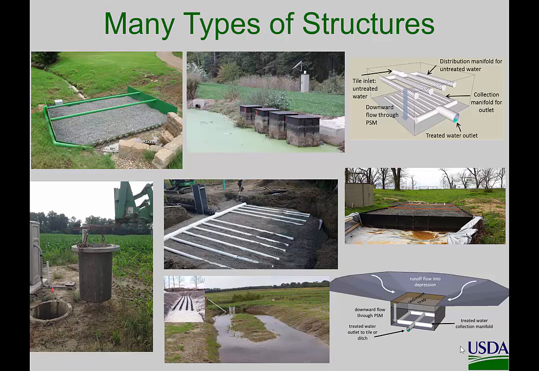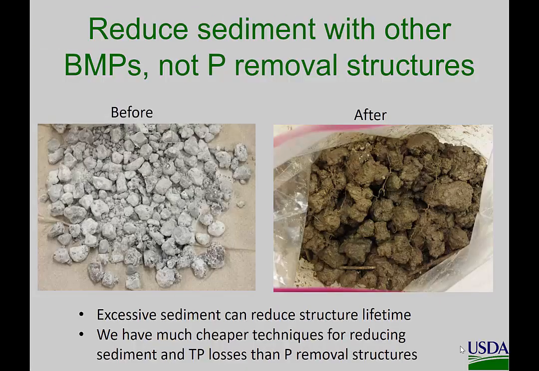So these structures can look a lot of different ways, but as long as they have those three main components, it's a phosphorus removal structure. And every site's unique. So if you have a site that you're picturing in your mind, you can adapt this in different ways. Again, as long as you consider those three main components. I'll give you some examples.